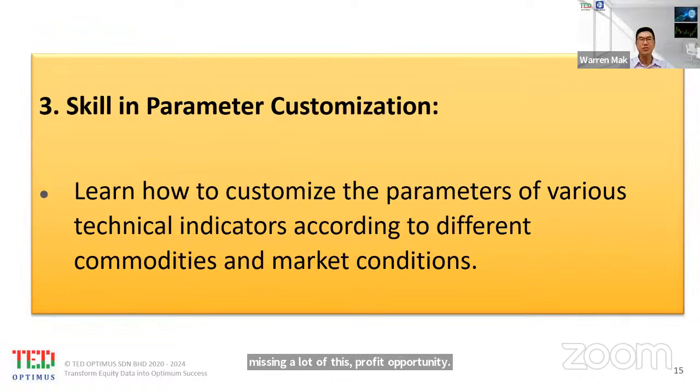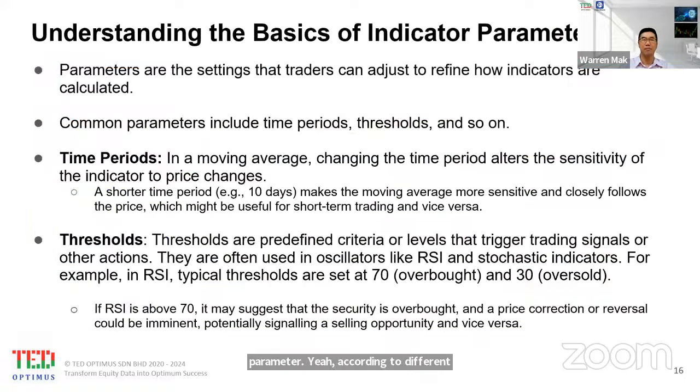So the third one is learn how to customize the parameter according to different conditions and commodities. So what are parameters? Parameters are the settings that a trader can adjust to refine how indicators are calculated. When you put a 20 period moving average, that is the parameter. There are at least two types, actually many types, but I just have time for two types.